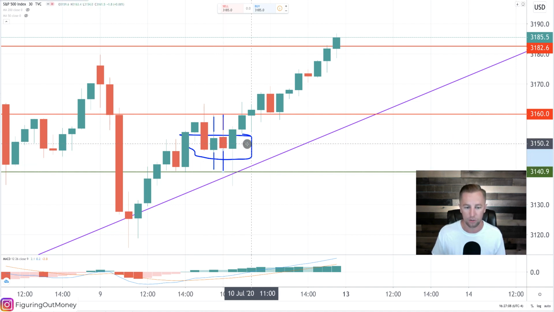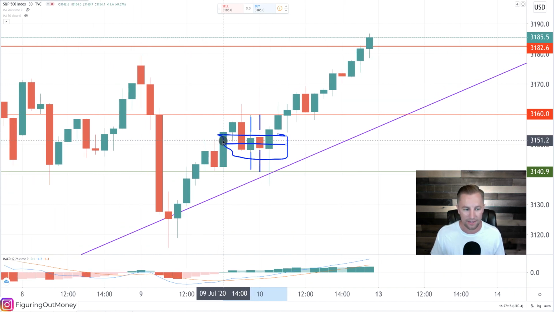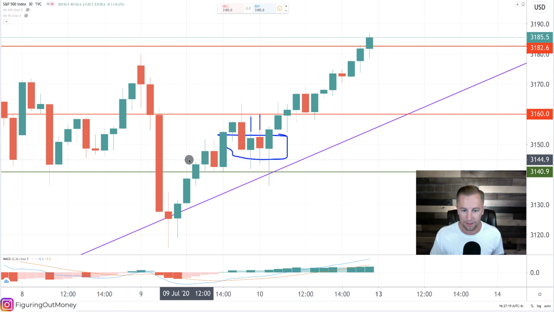So it was a fight between the bulls and the bears right through that 3150 level. It acted as kind of like no man's land right there, and it also did it on the previous day. So that theory kind of held up.